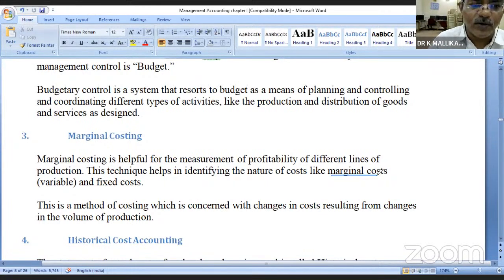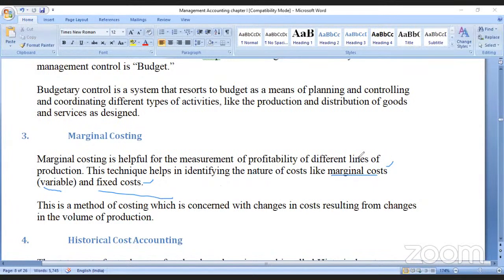But in our management accounting, we classify cost into only two types. One is marginal cost, nothing but variable cost. The second one is fixed cost. Right? So in marginal accounting, how many types can the cost be classified into? Fixed and variable, sir. Fixed and variable cost, right?